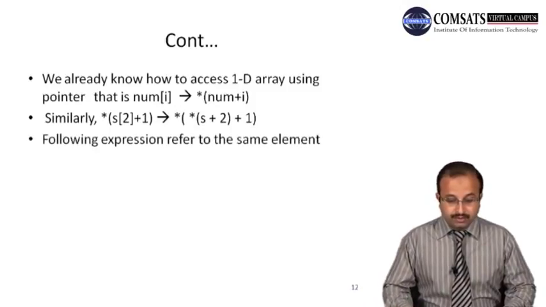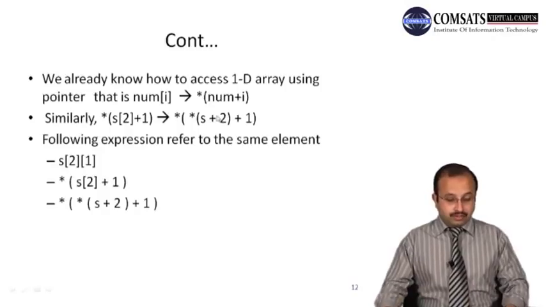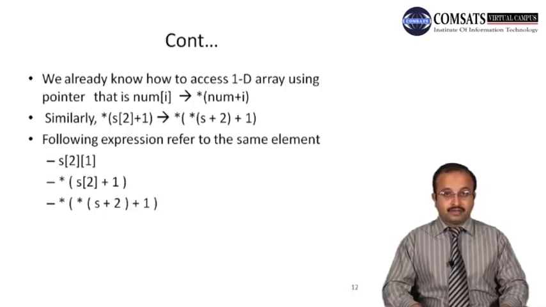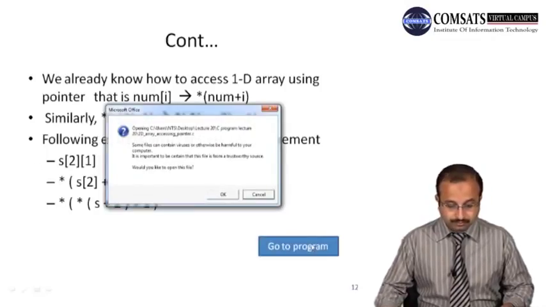The following expressions refer to the same element. If you write s of 2, square brackets के अंदर 2 and square brackets के अंदर 1, or if you write it like this, all these things are the same. So now you can see this is a pointer. S is a pointer that points to the first element, that contains the base address of the group of elements having the same data type. Same thing. Let's go and see the program.